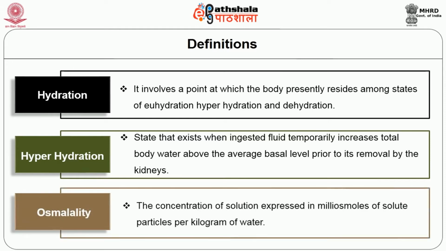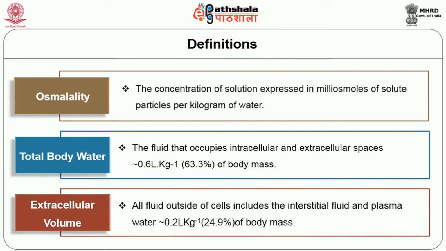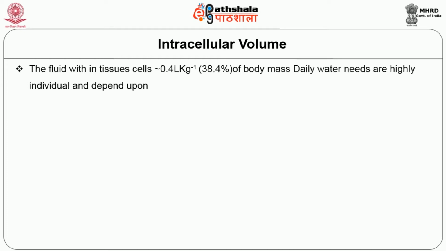Next is osmolality. The concentration of a solution is expressed in milliosmoles of solute particles per kilogram of water. Total body water: the fluid that occupies intracellular and extracellular spaces of body mass. Extracellular volume: all fluid outside of cells, which includes the interstitial fluid and plasma water. Intracellular volume: the fluid within tissue cells.